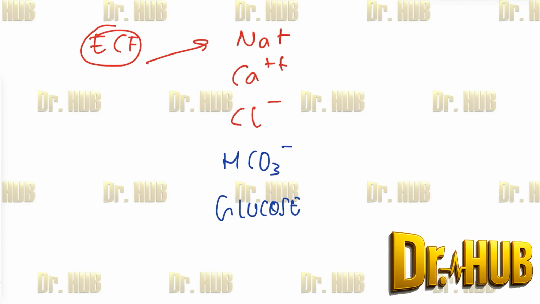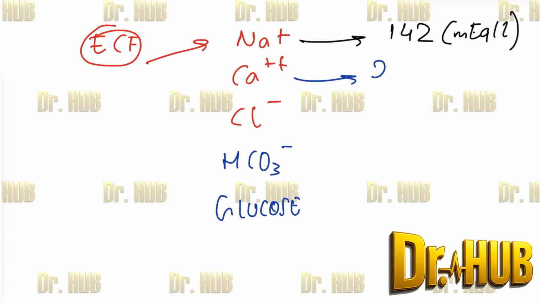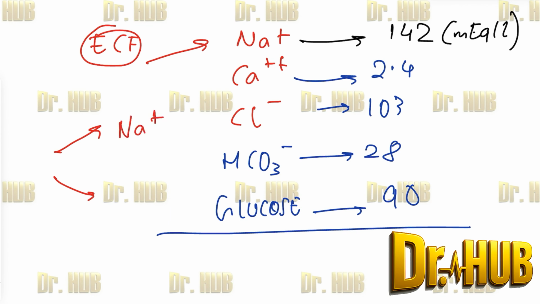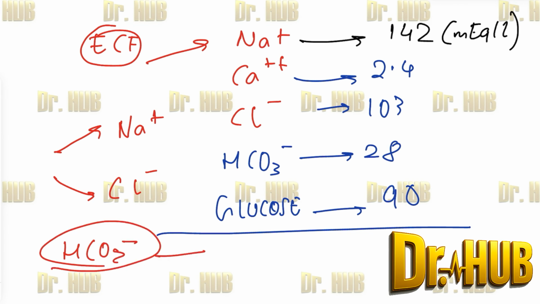The important values here is sodium being 142 and everything was in milliequivalents per liter. The calcium was 2.4, the chloride is going to be 103 and bicarbonate is going to be 28, glucose as we saw it was 90. So these were some important things, and we also discussed some important ions, the major cation being the sodium and the major anion being the chloride and the buffer being HCO3. So this was a summary of the previous part 1.